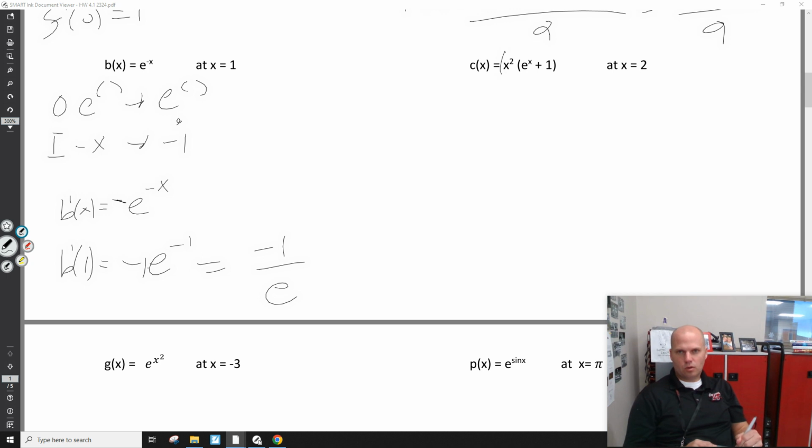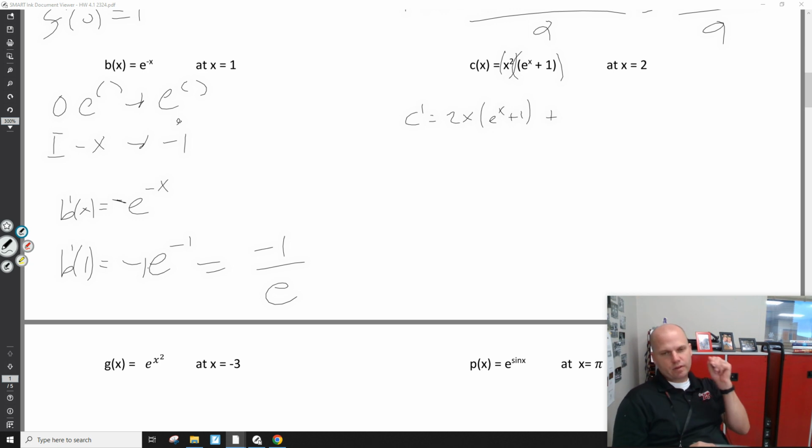Next, another product rule. Derivative of the first times the second plus. Notice I didn't distribute this first. That would just make it more complicated. A little bit. Plus the derivative of the second. The derivative of e to the x plus 1. Well, the derivative of 1 is 0. The derivative of e to the x is e to the x.